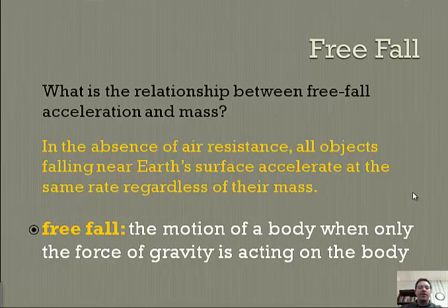In free fall, the motion of a body when only the force of gravity is acting on the body is what we call free fall. So it's just gravity pulling us towards the Earth. We're in free fall, and we're going to ignore air resistance, even though it's always present.